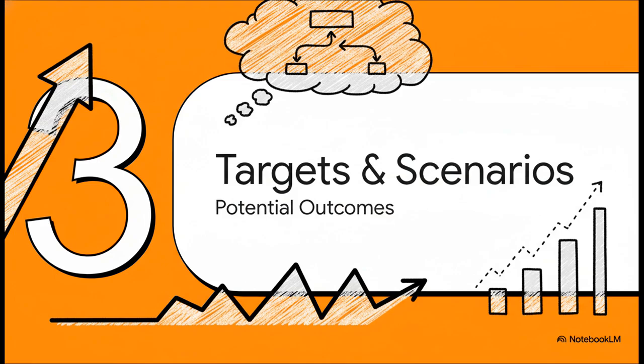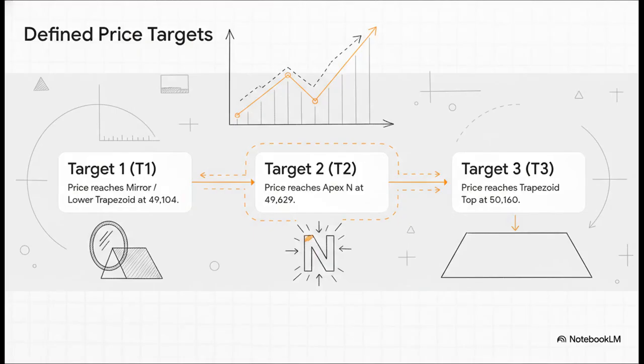Okay, so we've got the entry and the risk plan locked in. Now, let's look at the other side of the coin, the potential outcomes. This section is all about the price targets and the different scenarios that the model identifies for phase one. The model defines three very specific price targets. Target 1, or T1, is at 49,104. Target 2, T2, is at 49,629. And this one's interesting. It's called a safe exit point, located at apex N. And finally, target 3, or T3, is at 50,160. This represents a full exit when the price reaches the top of the trapezoid.